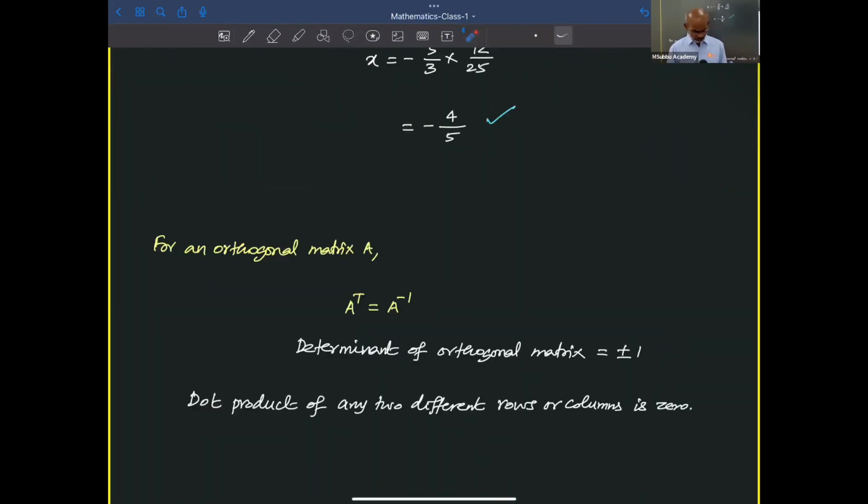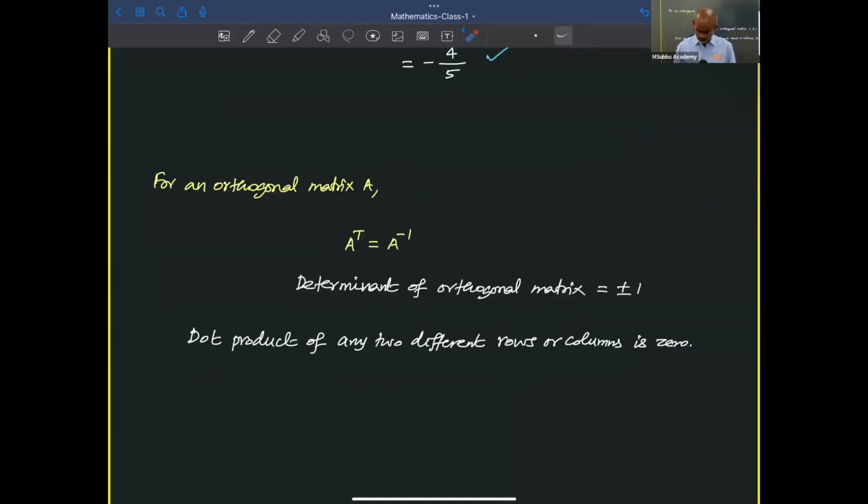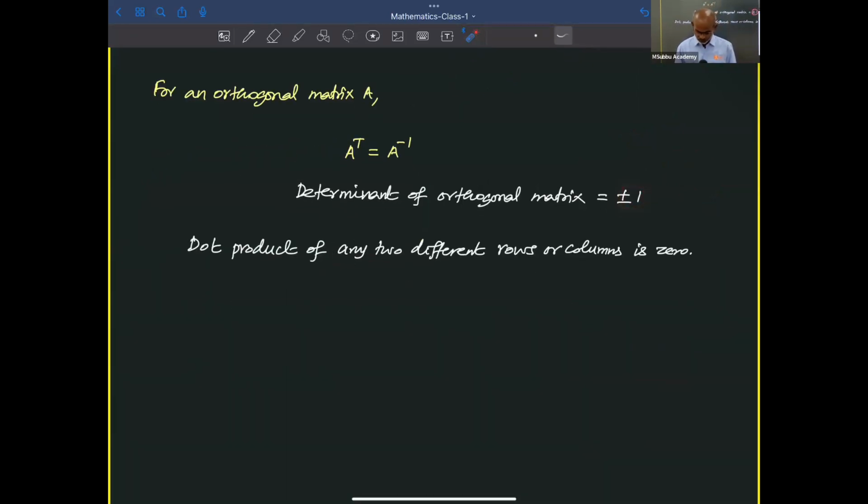And as I said, for an orthogonal matrix, the transpose is simply equal to the inverse. There are also some additional properties. The determinant is simply equal to plus or minus 1. It can be plus 1 or minus 1. Only these two values are possible for an orthogonal matrix.